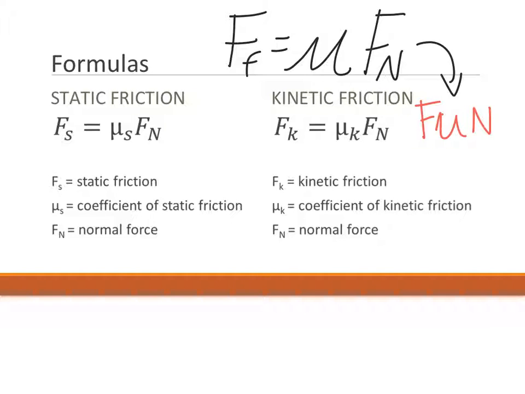That's our equation. So for static friction is equal to the coefficient of static friction times the normal force. Kinetic friction, or friction kinetic, is equal to the coefficient of kinetic friction times the normal force. All I'm doing in each of these problems is changing this subscript right here. It's the same formula though. Force of friction equals coefficient times normal force.